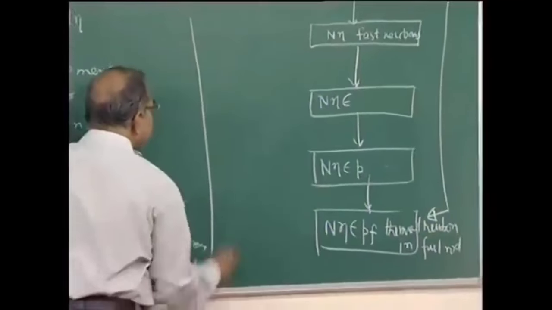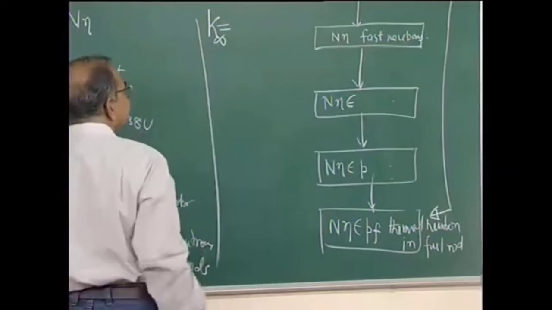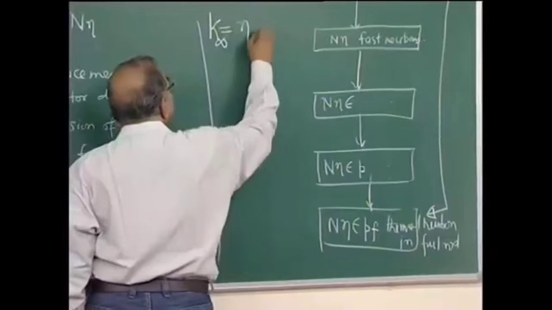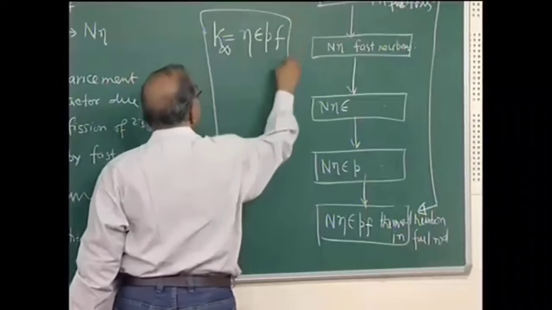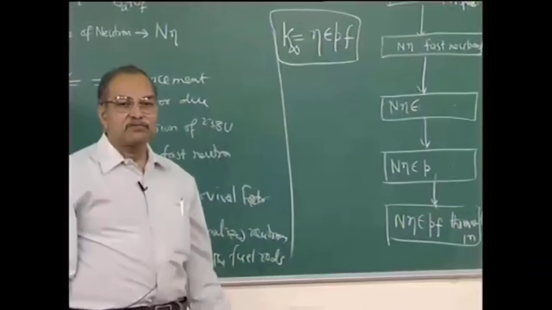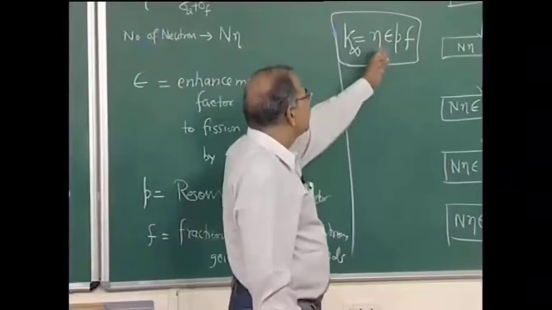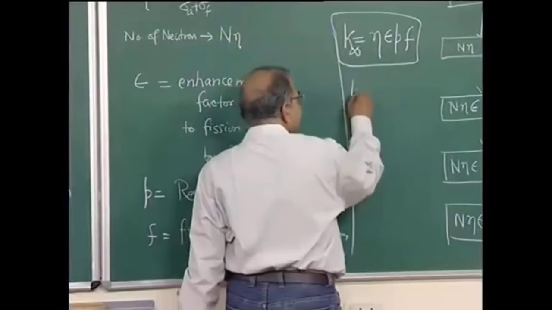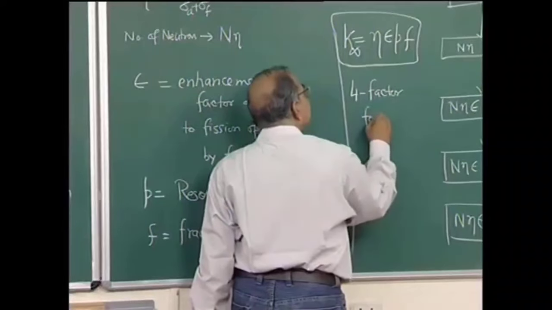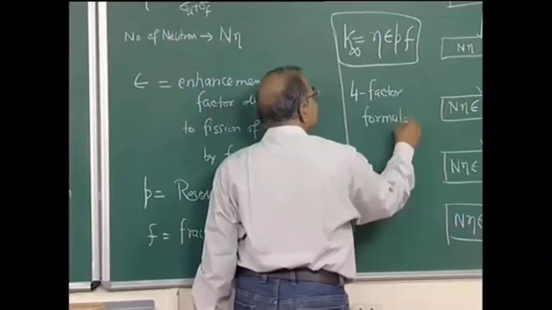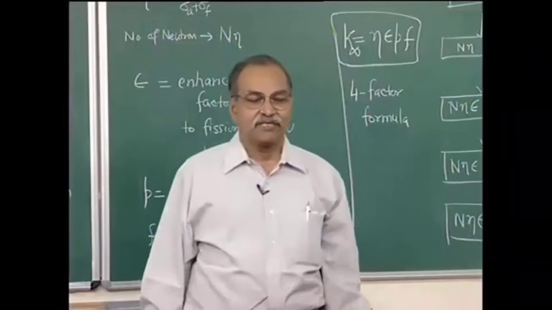So, it is changed by a factor k infinity. I'll tell next lecture what this k infinity is. It is eta times epsilon times p times f. So, in one generation, the number of thermal neutrons ready to fission in the fuel rod changes by this factor, and this is known as the four factor formula for obvious reasons. There are 4 factors, 1, 2, 3, 4. So, this is known as the four factor formula. Okay.